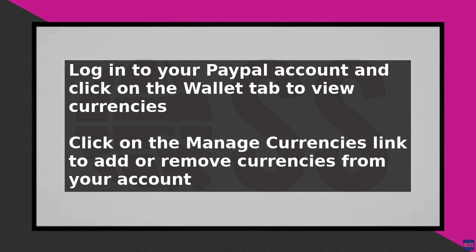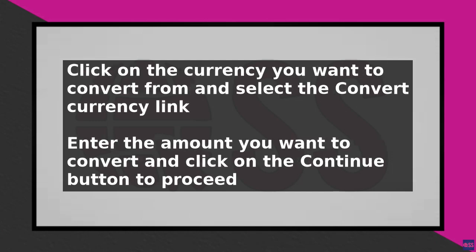You will be taken to a page where you can add or remove currencies from your account. To add a new currency, click on the Add a Currency link and select the currency you want to add. Once you have added the currency, go back to the Wallet tab and click on the currency you want to convert from. You will see the current balance of that currency.